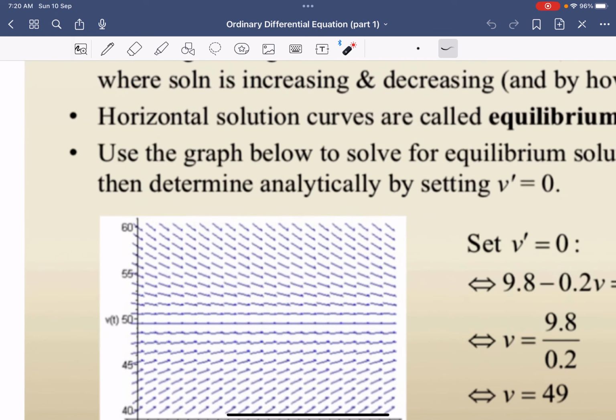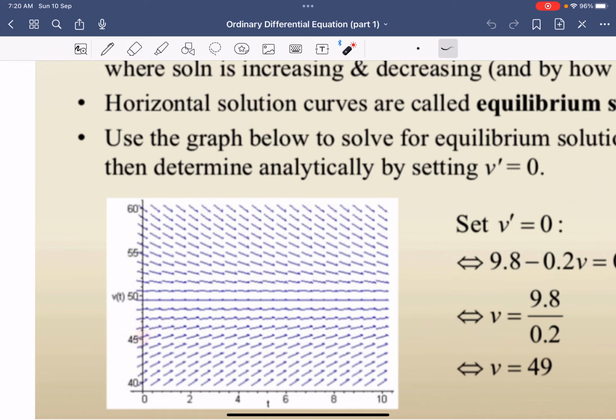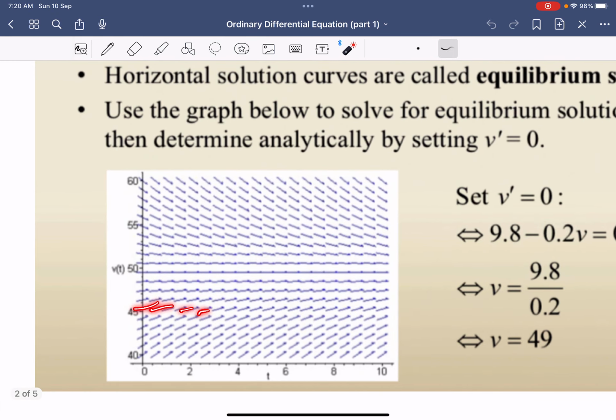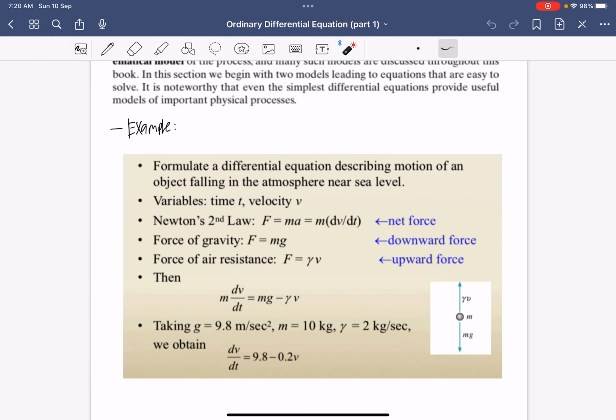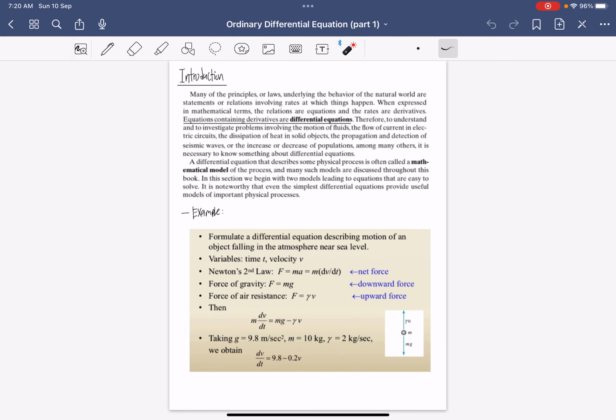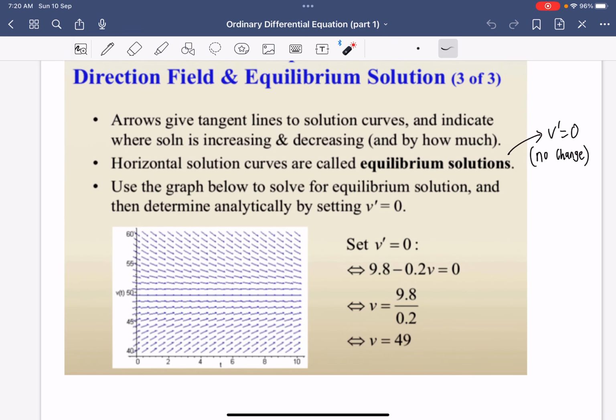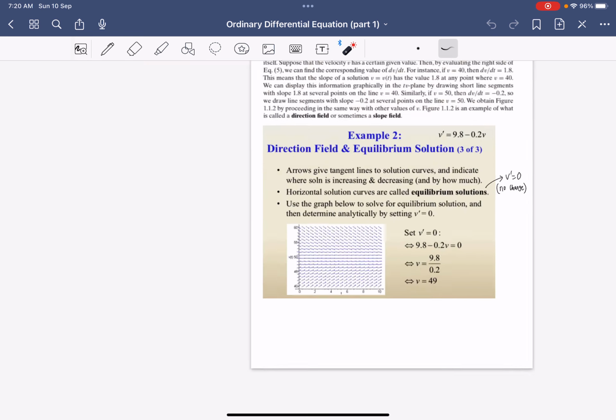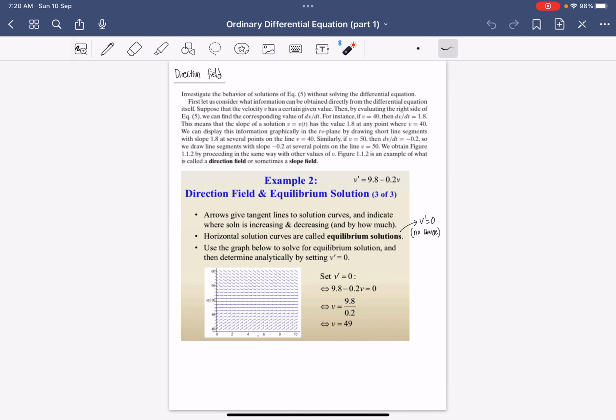So maybe at, let's say, a point 45, then all the directions will just look like that. Along this horizontal line, all of them will have the same gradient, because this is just in terms of v. If it has t inside, then you just need to find the different gradients at different points, and then you can plot the direction field of the differential equation. And this is really important, as it gives us the behavior of the solution when you cannot find the solution explicitly.